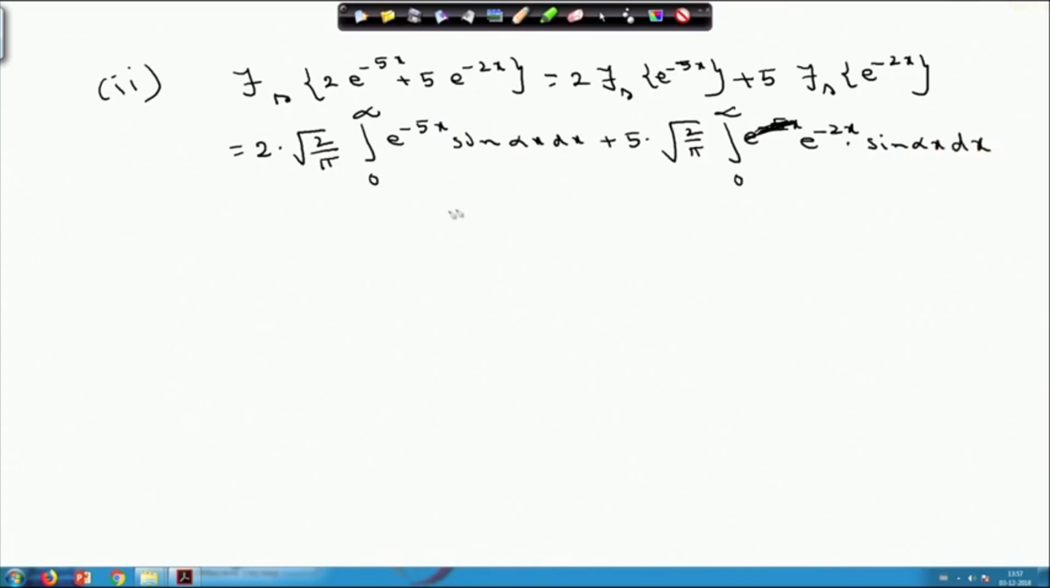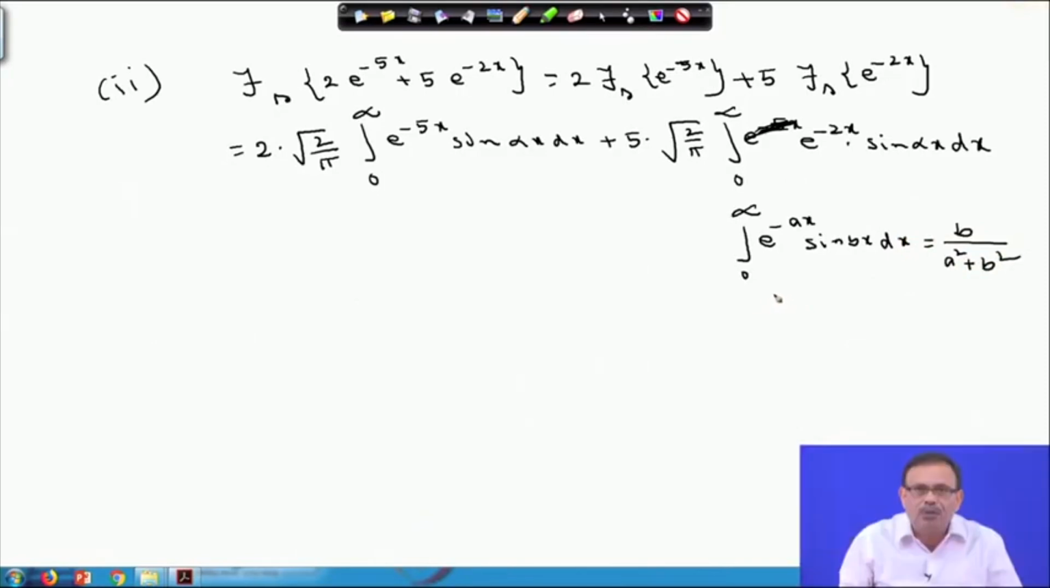So, effectively a similar integral is coming here also, which we have to evaluate. What is the similar integral? The similar integral is 0 to infinity e power minus a x into sine b x dx, and the value of this one is b by a square plus b square. So, again I have to remember that the value of this standard integral 0 to infinity e power minus a x sine b x dx equals b by a square plus b square.